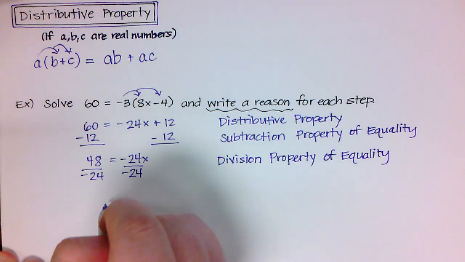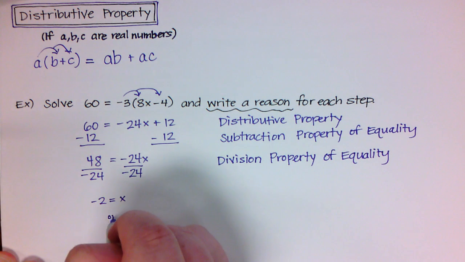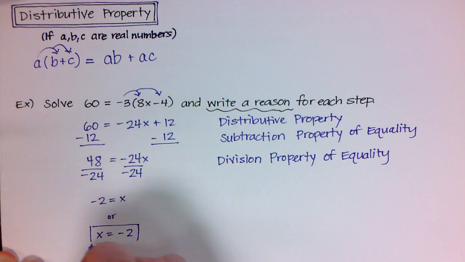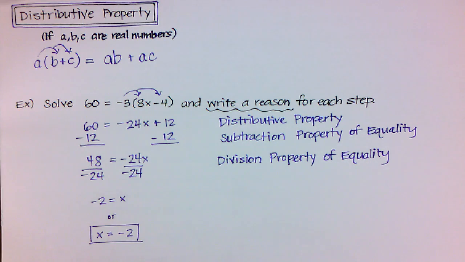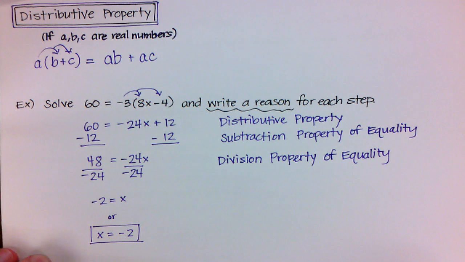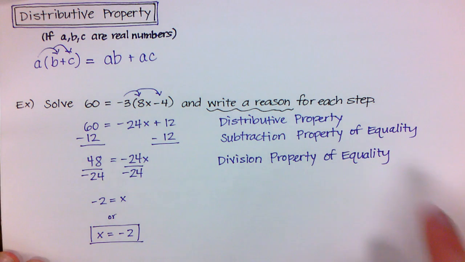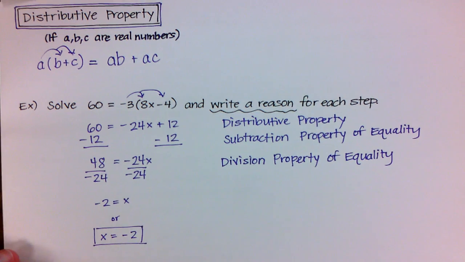And then I have come up with my final answer. Negative 2 is equal to x. Or I can put the x first and say x is equal to negative 2. Okay, so this is stuff you've done all along, but now I'm just showing you the different properties that you can state to justify your reason for doing a specific step.